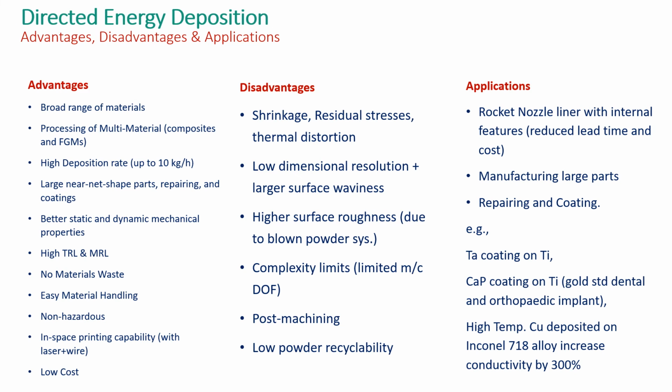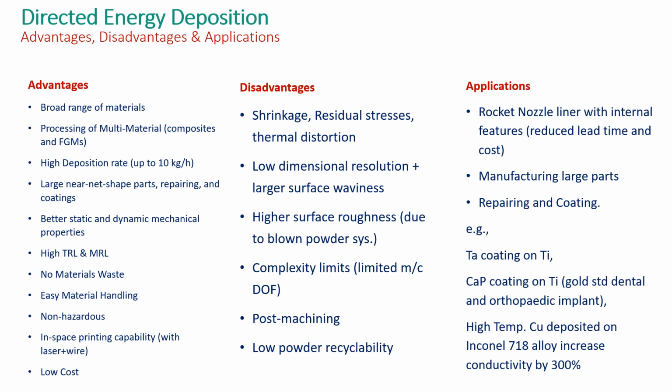The next one is manufacturing large parts. Of course, with high deposition rate and high manufacturing speed, we can produce larger components. And repairing and coating. Suppose we produce an impeller with the conventional approach, and due to the application, some cracks or defects are generated on the sample, which are very local. That kind of defect we can repair by using the DED approach.